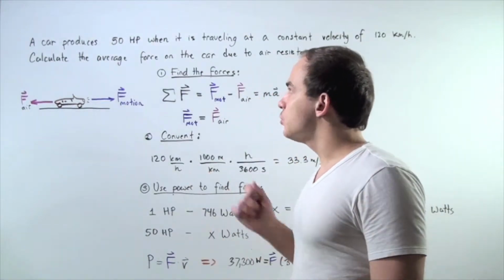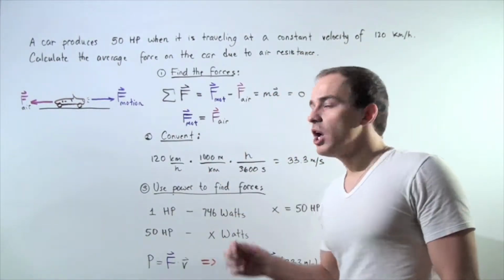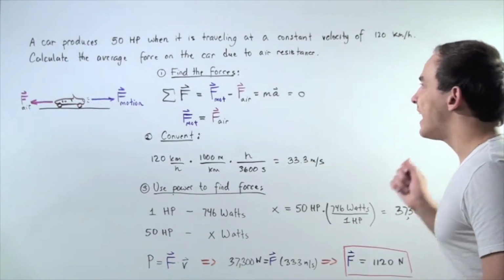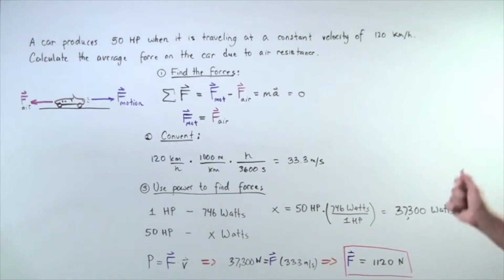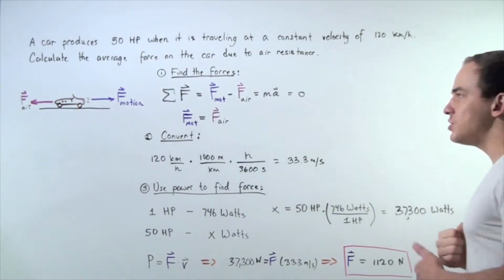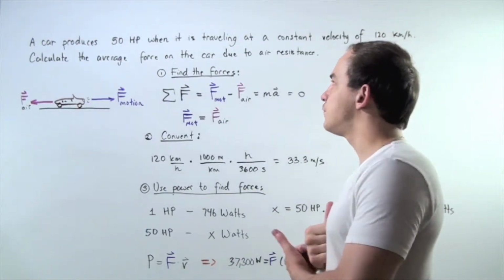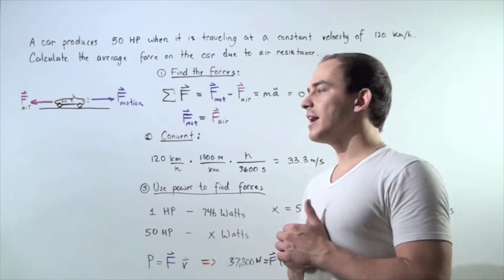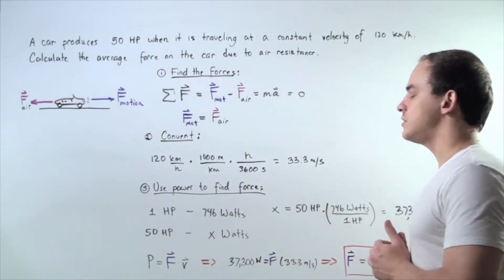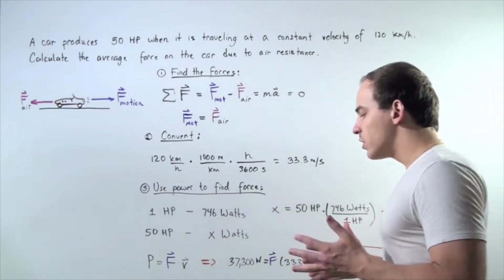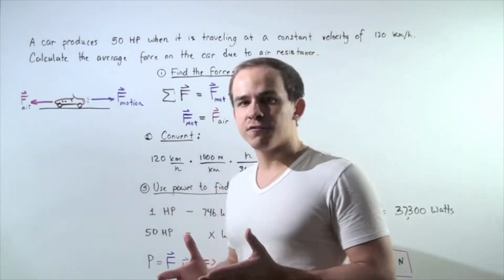So a car produces 50 horsepower when it is traveling at a constant velocity of 120 kilometers an hour. Now, using that information, we want to calculate the average force on the car due to air resistance, due to the air molecules found in the air. Now, this force is commonly known as drag force.